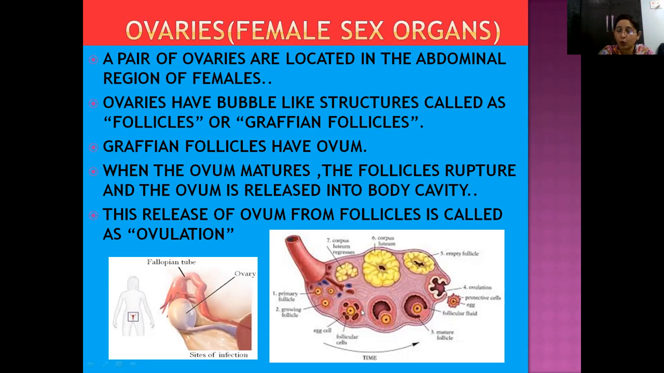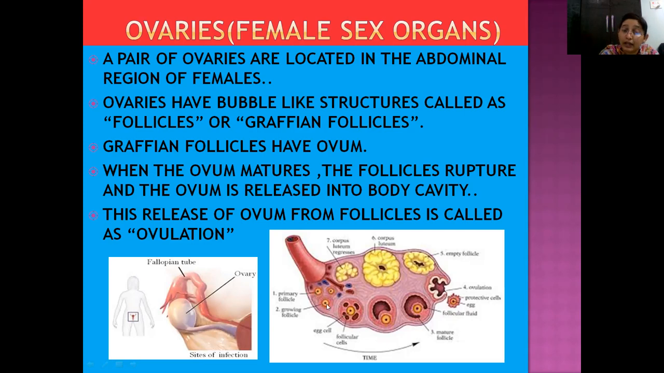So inside the ovaries, there are bubble-like cells called follicles. Follicles can also be called graafian follicles. What is the importance of graafian follicles? Inside the graafian follicles, you can see these red dotted structures. These are the female sex cells, which are called egg or ovum. So inside these graafian follicles, the eggs will be formed.